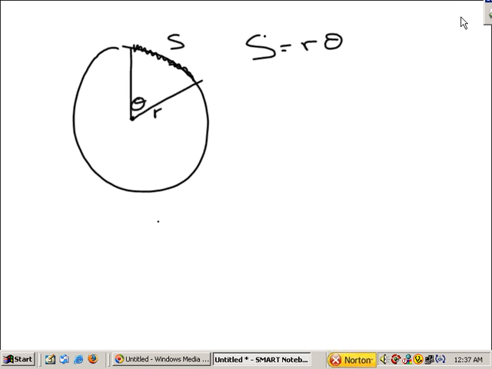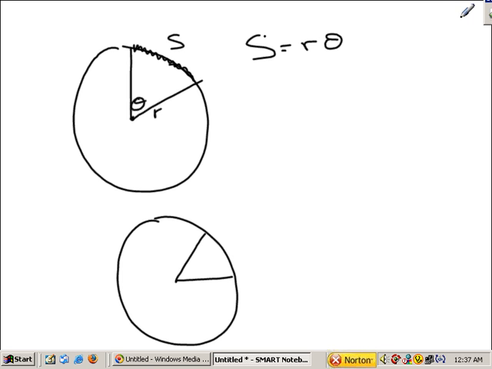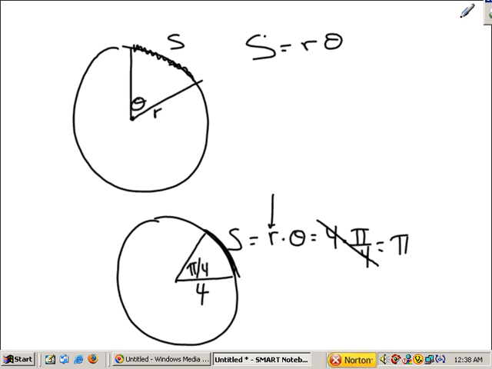So, for example, if I tell you that this angle is pi over 4, and I tell you the radius is 4, how big is this arc right here? Well, S is R times the angle, and if the radius is 4 and the angle is pi over 4, then it's pi. If you actually measure this, it would be pi, just the way it is.